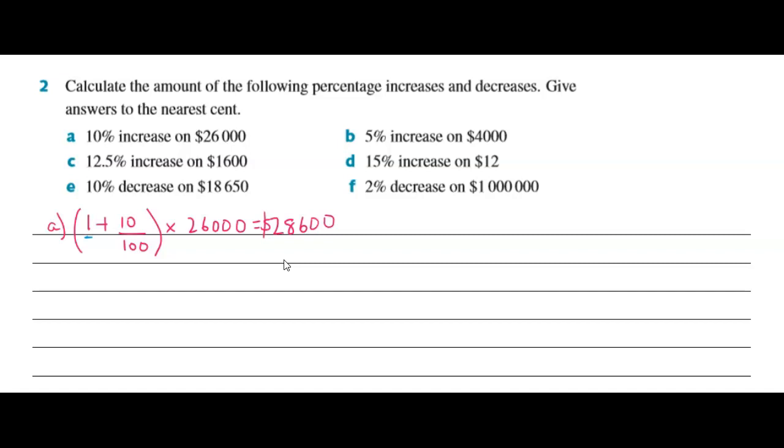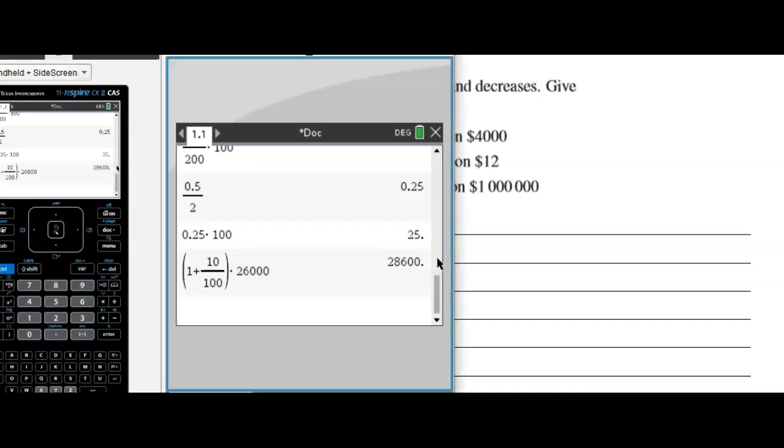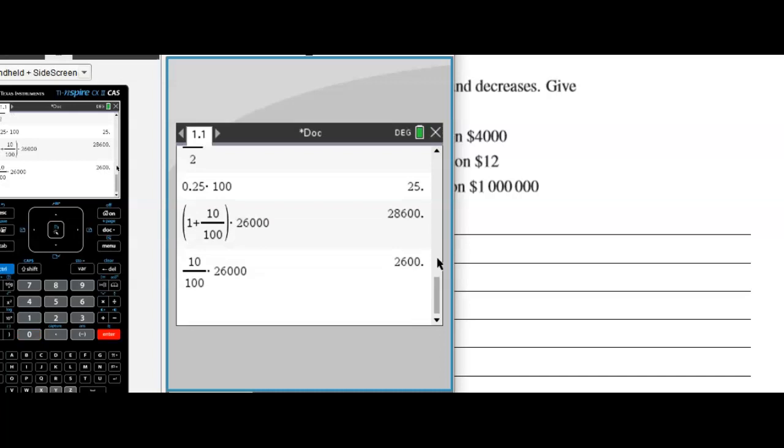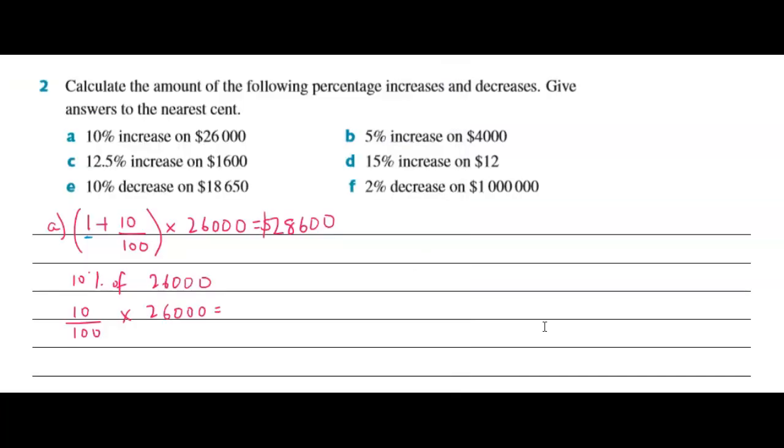Now, if you just wanted to work out what 10% of 26,000 is, just convert that 10% into decimals. So 10 over 100. The of is kind of like a multiply, and 26,000. And you can see we've gone from 26,000 up to 28,600, so I know my answer has to be 2,600. So let's just check and see what we get. $2,600.